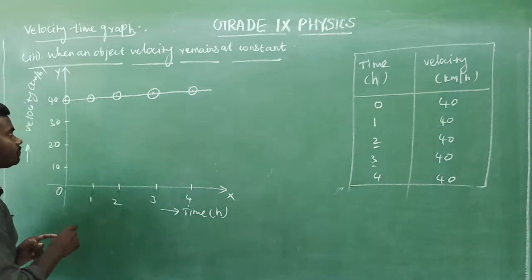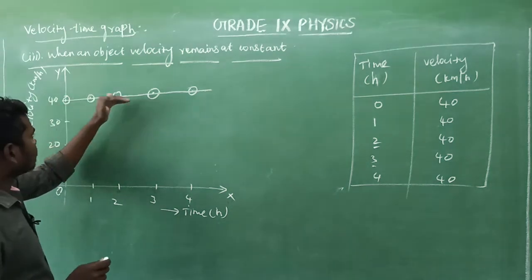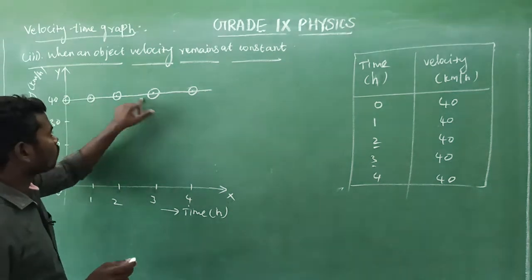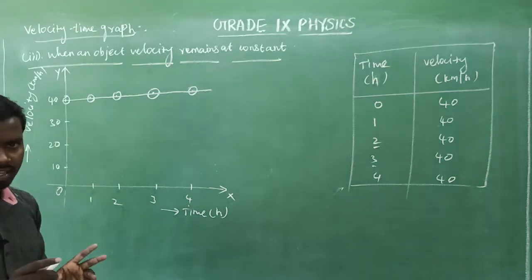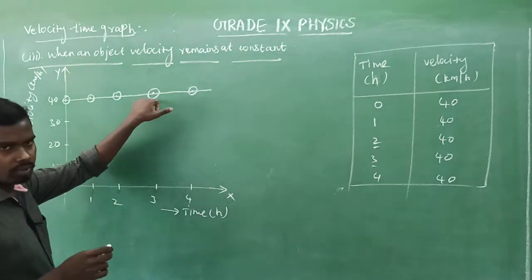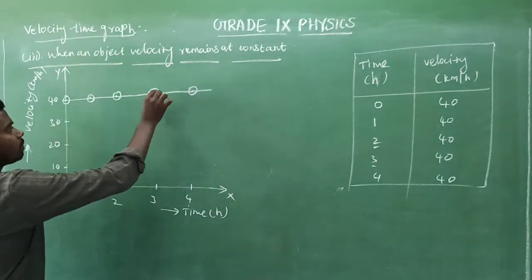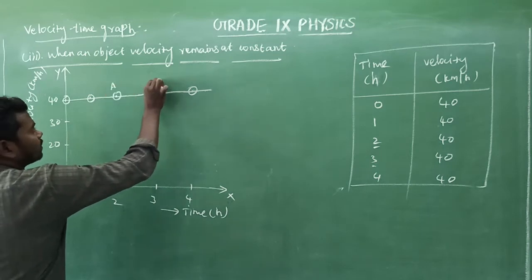Is it clear? Yes. So here consider any 2 points. Consider from these 5 points, 1, 2, 3, 4, 5, just 2 points. Any 2 points. Okay, I'm going to consider this one and that one. So this point and that point. Consider this is A and this is B.